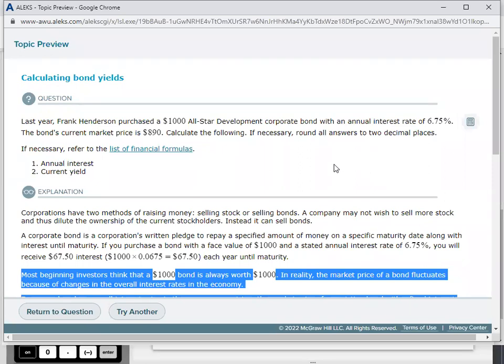Okay, for this last topic, I'm going to use what the author has said, because he says it really well. Last year, Frank Henderson purchased a $1,000 All-Star Development corporate bond with an annual interest rate of 6.75%. So this is not the same thing as stock. The bond's current market price is $890. Calculate the following: the annual interest and the current yield.